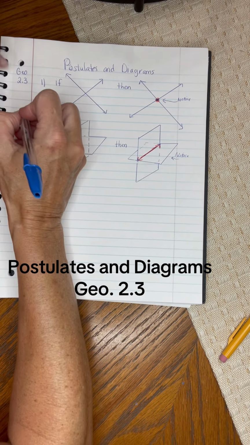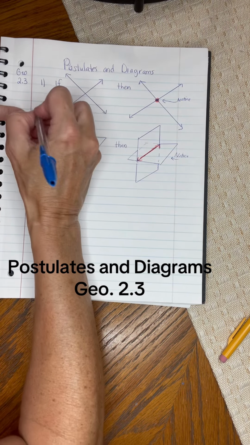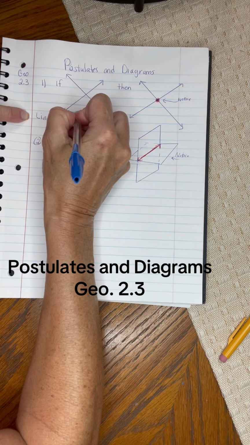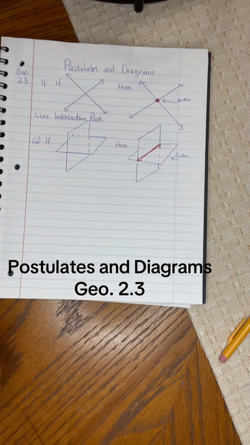So line intersection postulate, and I'm going to abbreviate postulate like that.